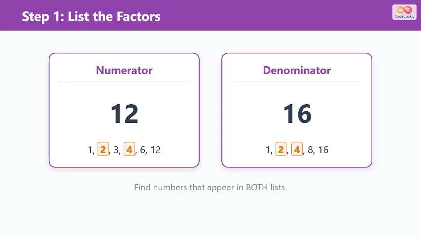Let's try to simplify 12/16. Step 1 is to list the factors for both numbers. Factors are just numbers that divide evenly into our target number. Here, we list the factors of 12 and 16.